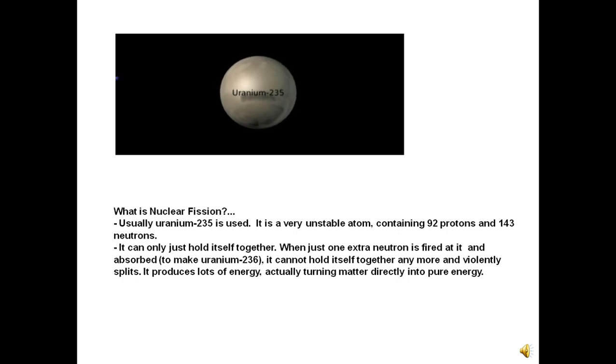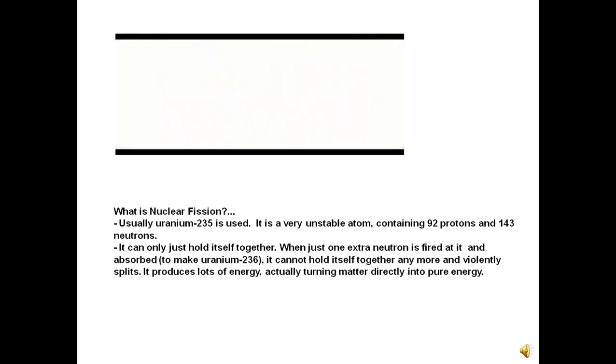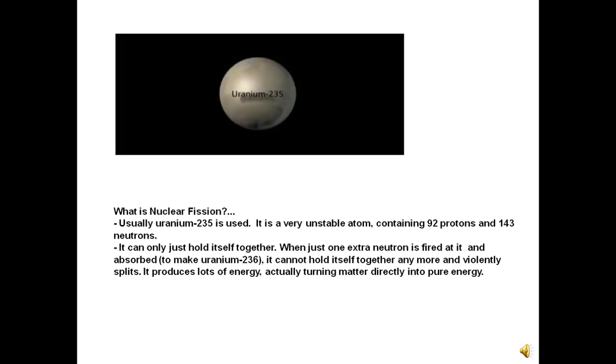So uranium-235 is a typical fuel for nuclear power stations. The idea is that when the uranium-235 nucleus absorbs a neutron, it becomes unstable, it splits, fissions, and releases energy. Two daughter nuclei, typically barium and krypton, as we'll see in a moment, and two more neutrons.